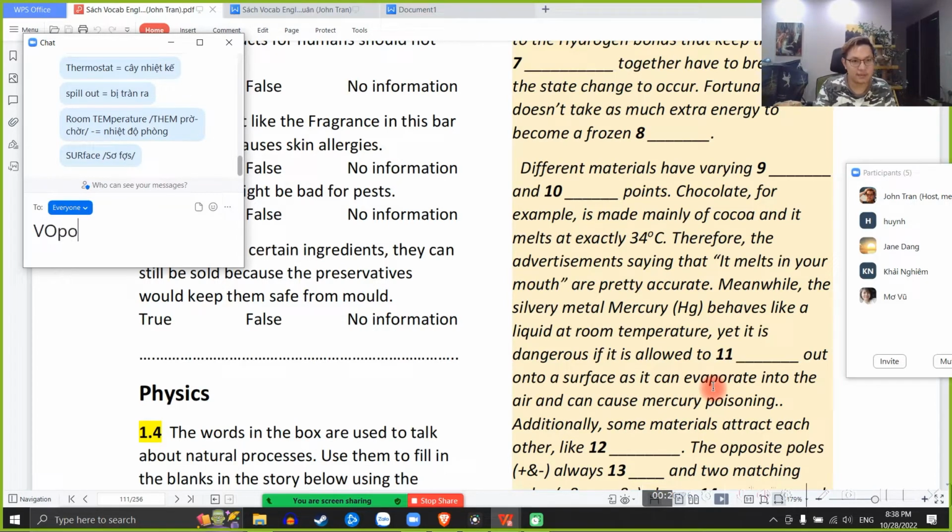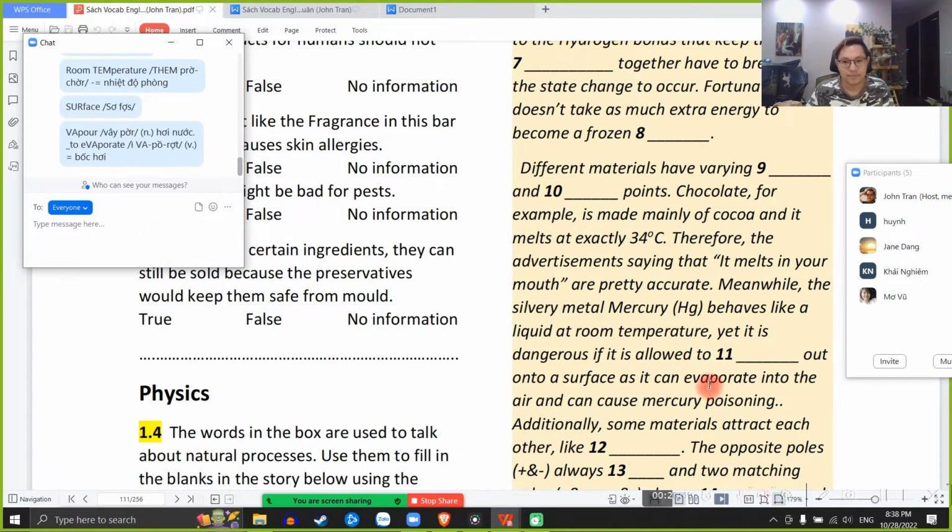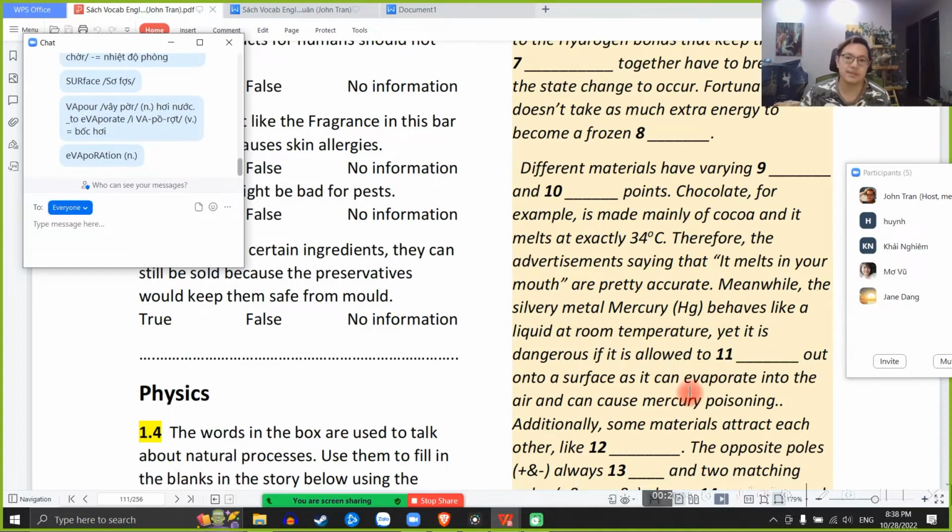You remember the word vapor, right? Vapor là hơi nước. Ừ. Hơi nước. Thì the adjectives to evaporate. To evaporate là bốc hơi đấy. Evaporate, and of course the noun form is evaporation. Sự bốc hơi. It can evaporate into the air. Nó có thể bốc hơi vào trong không khí and cause mercury poisoning. Poisoning là việc ngộ độc. Việc ngộ độc thủy ngân.